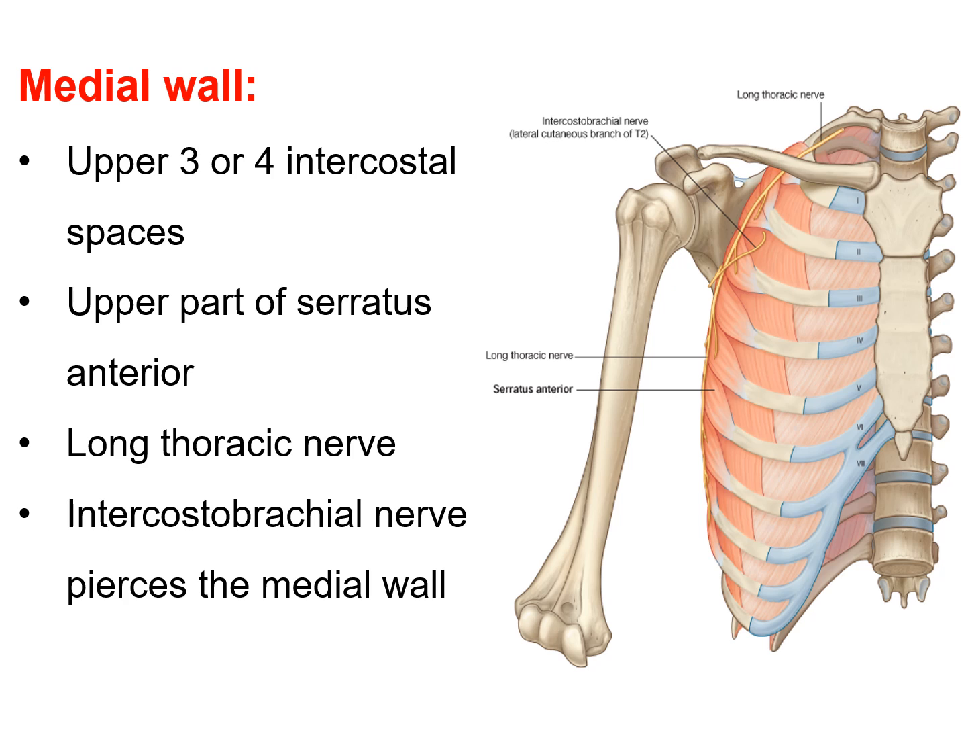So you can appreciate that the medial wall is just at the upper three or four intercostal spaces. So one, two, three, four here. You're going to see it lying from this point down up until the apex. Remember, from the apex to the base. So the medial part of that axilla is covered by the upper three or four intercostal spaces.